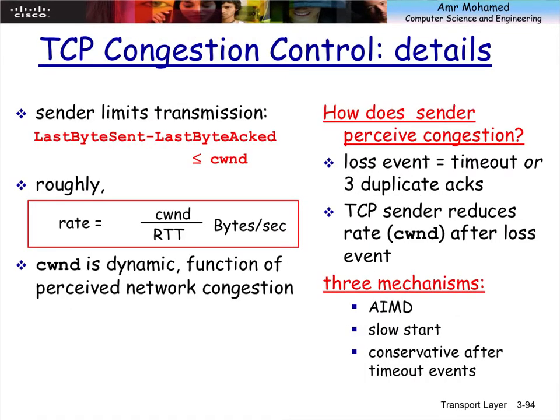How does TCP do it? As we said, at any point of time, we can calculate the rate: the congestion window divided by the round trip time, in terms of bytes per second. And this will give us the rate at any point of time. So by increasing the congestion window, we technically increase the rate.